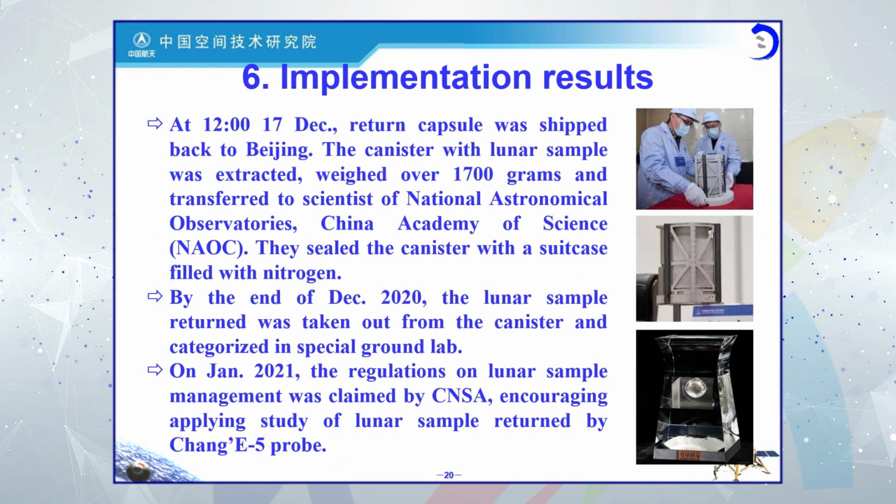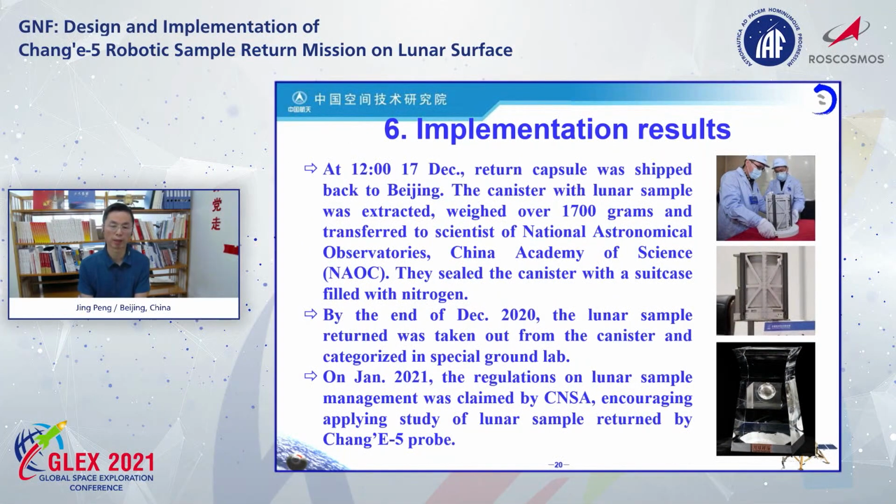On 12 o'clock, 17th December, the return capsule was shipped back to Beijing. The canister with lunar sample was extracted and weighed over 1,700 grams. Lunar samples were collected and transferred to scientists of the National Astronomical Observatories, Chinese Academy of Sciences. They sealed the canister in a suitcase filled with nitrogen. By the end of December 2020, the lunar sample was taken out from the canister and categorized in a special ground lab.